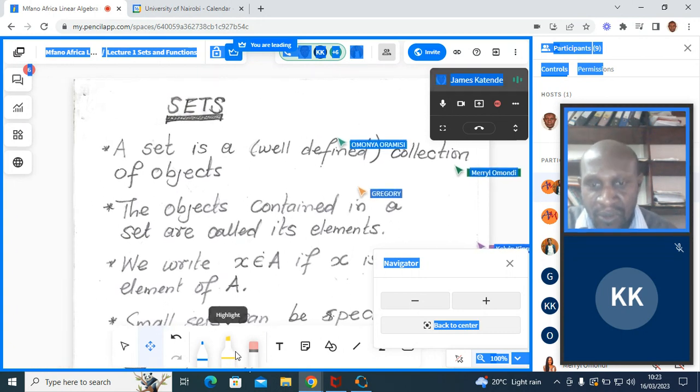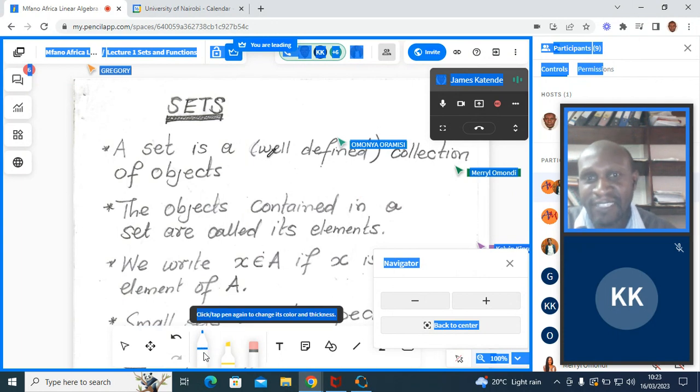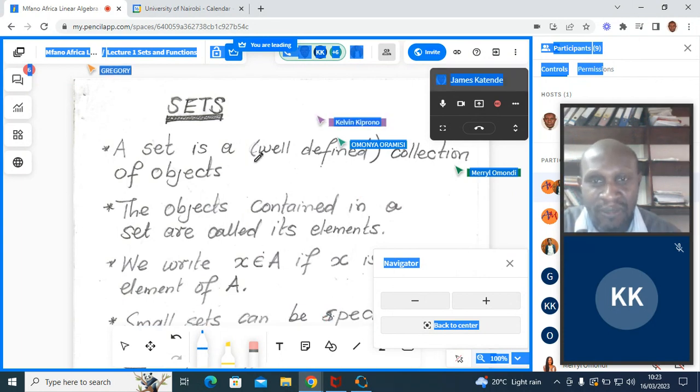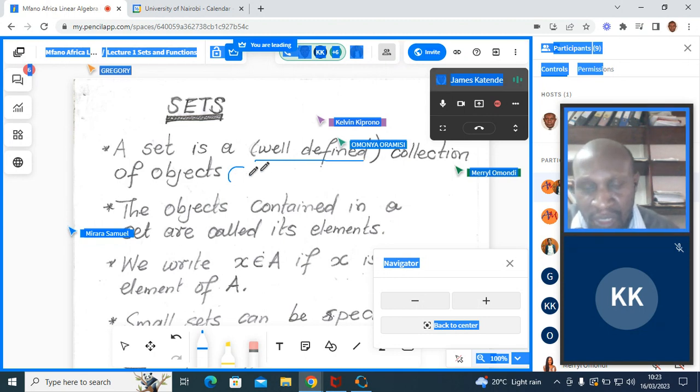So we start with the definition. Usually we say that a set is a well-defined collection of objects. Well-defined simply means that if I have an object, I can tell whether the object is in my set or it is not in my set. So that's the idea behind well defined. Maybe there's one more thing that you can add. Sometimes you may want to say distinct objects, not just objects, but distinct.